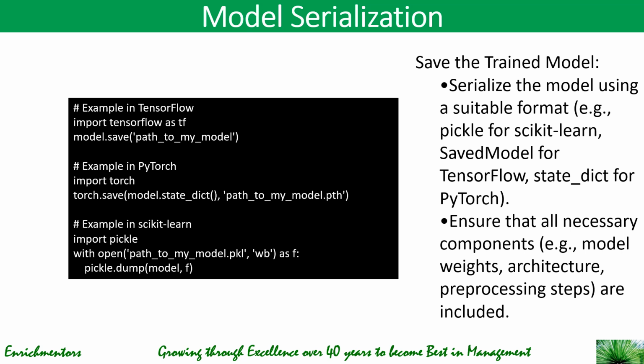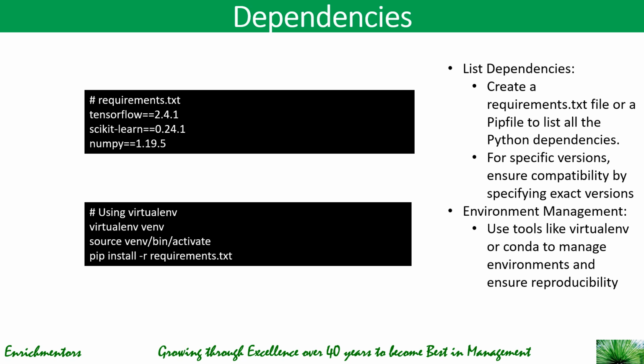Then you ensure that all necessary components, for example the model weights, architecture, and pre-processing steps, are included. Here we are giving you examples in all three libraries, TensorFlow, PyTorch, and Scikit, where you can do model serialization. Then you list dependencies. You create a requirements.txt file or a Pipfile to list all the Python dependencies, and for security and compatibility, you specify exact versions.